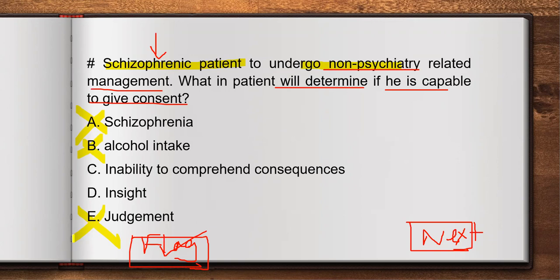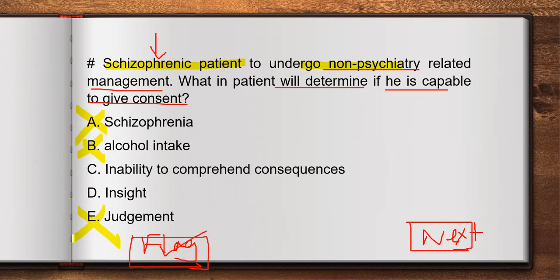If insight is not in the options, then C will be the best option to choose, because it's a kind of same meaning. A patient who has insight has the ability to comprehend the consequences. But insight is like a big term which includes everything. If a patient has insight, they can understand everything: what the procedure is going to be, what the benefit of the procedure is, what the alternative is. That means all the informed consent we give to a patient before a procedure, if a patient has insight, they can easily understand all those things. It's not just the consequences the patient needs to understand. The patient needs to understand the whole thing.